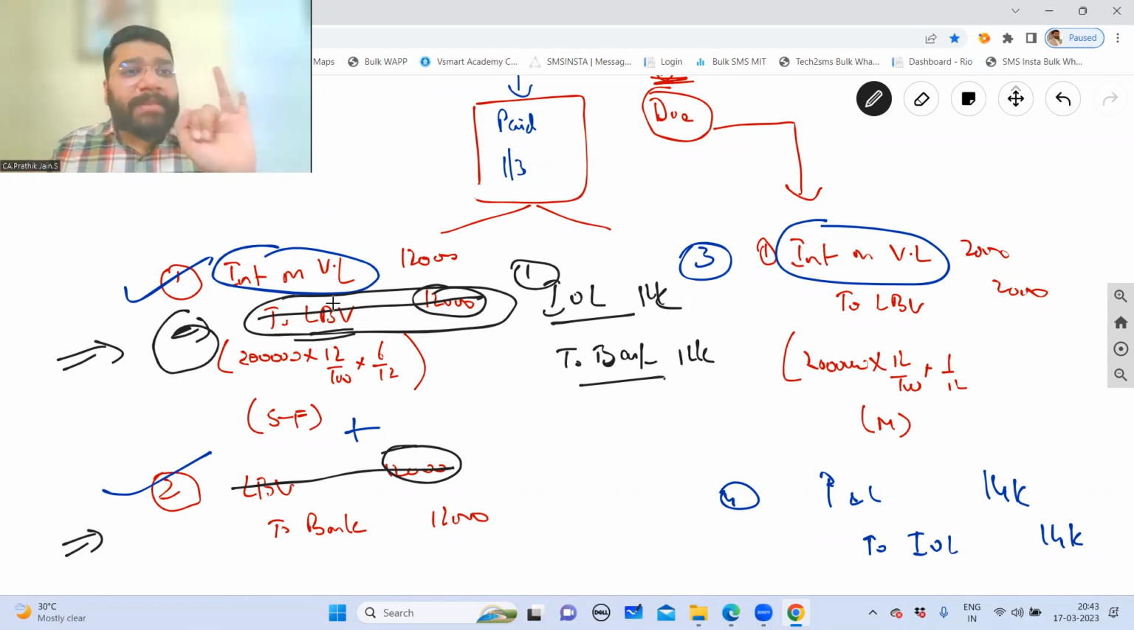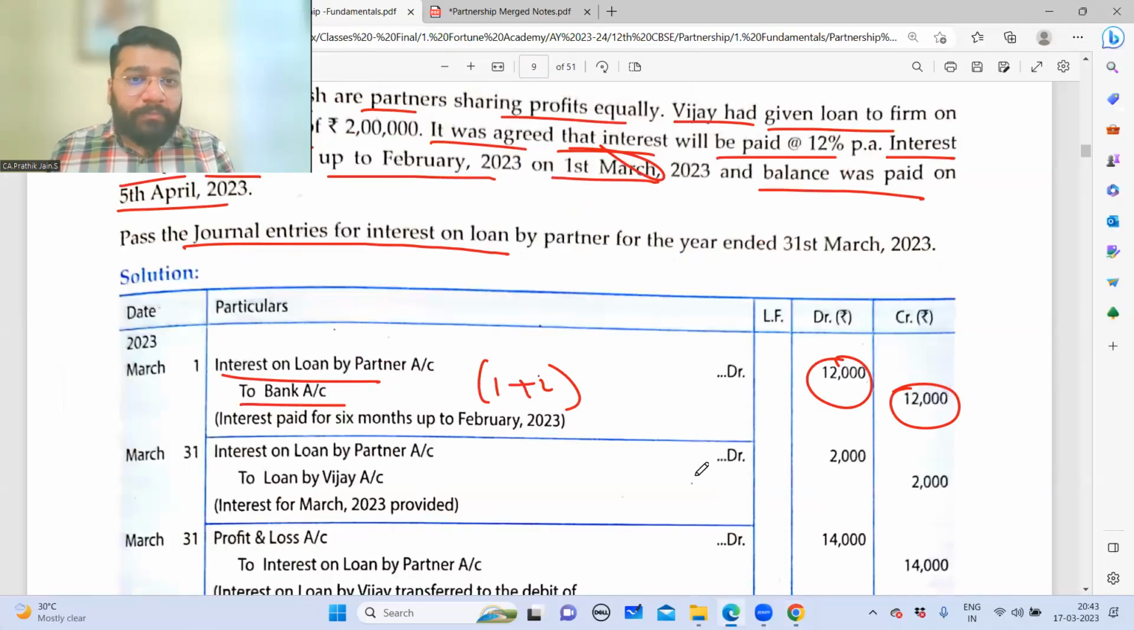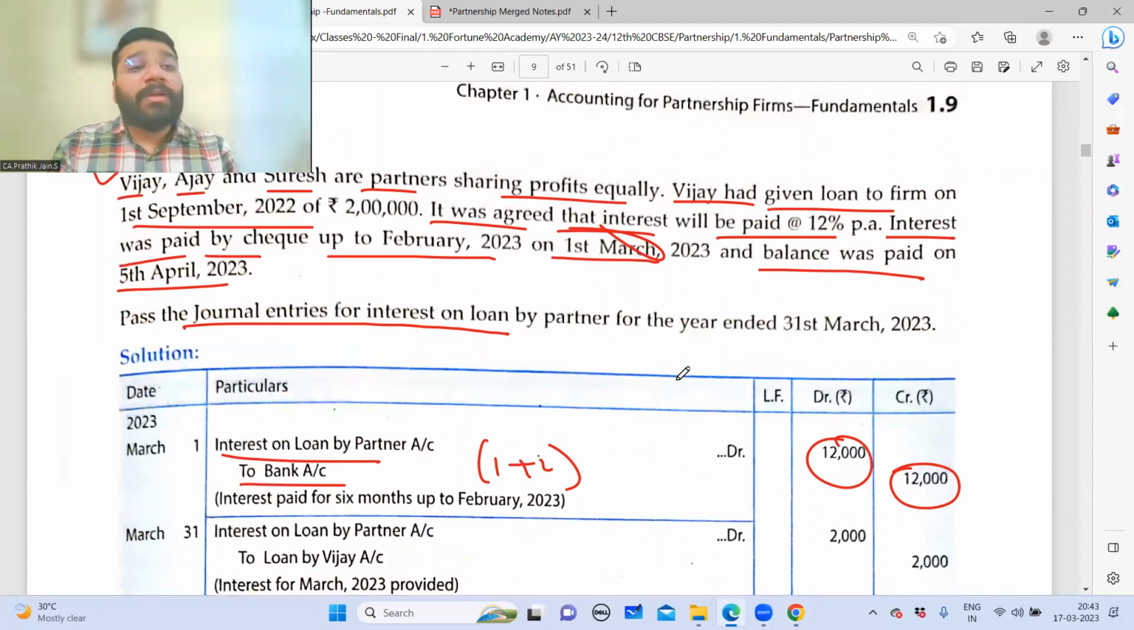Sir, but your interest becomes due at the end of the year, right? At the end of the year. Correct. When you already received the amount on March 1st, why are you...? Due entry doesn't mean that you will pass it only at the end of the year. Wherever the payment transaction is triggering, just before that you pass a due entry and then make the payment entry.